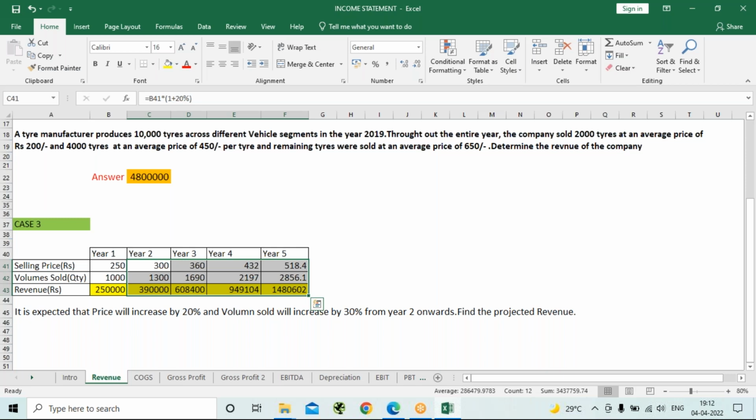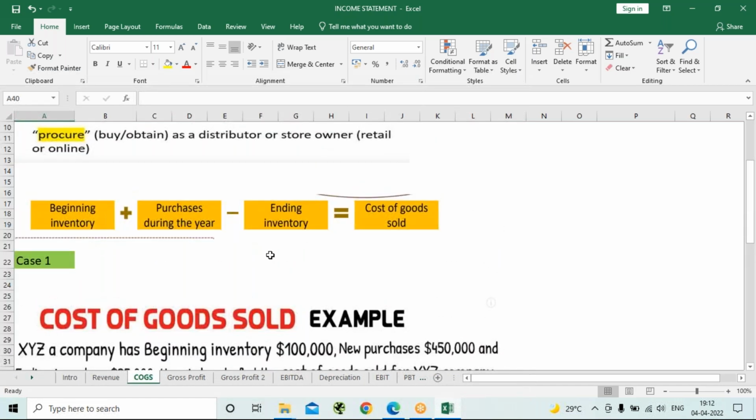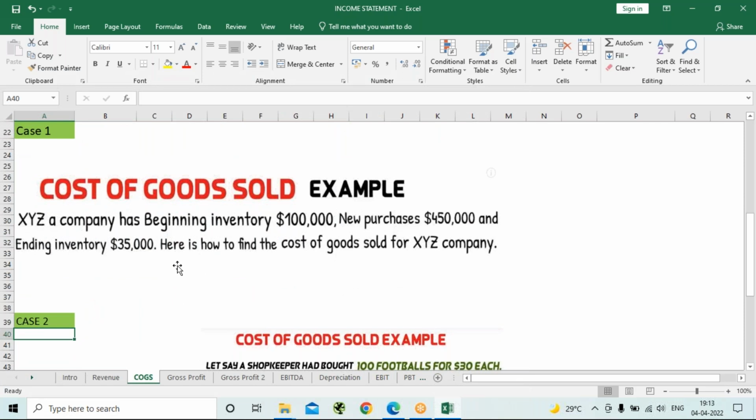Okay. So this is how you can do the calculations faster. So this was the first exercise, the calculation of revenue. The next thing is COGS value. In case quantity value is not given, if only value is given, in such instances you can find it as beginning inventory value plus purchases value minus ending inventory, which is the closing stock value, and that will give you the cost of goods sold value. So by using this formula, we will do the calculation.